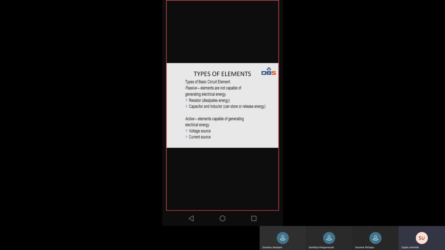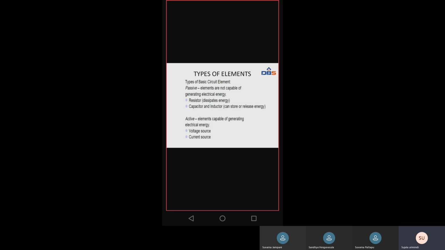Now let us take the capacitor. The behavior of the capacitor is that it opposes the sudden change of voltage. That means it stores the energy in the form of an electric field. The capacitor is denoted by C, and the unit of the capacitor is the farad. This is about the resistor, inductor and capacitor.